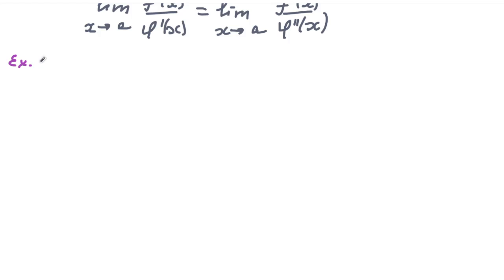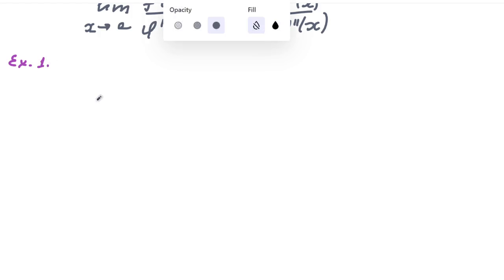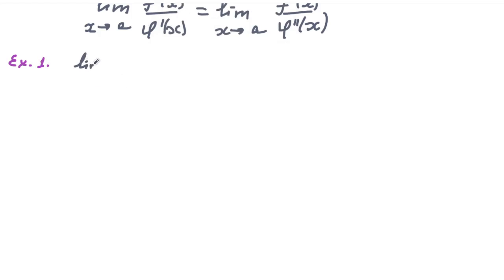Example 1. Find the limit as x approaches 0 of sine of 5x over 3x. We have the indeterminate form 0 over 0, because our numerator, sine of 5x, as x approaches 0 approaches 0 too, and 3x approaches 0.